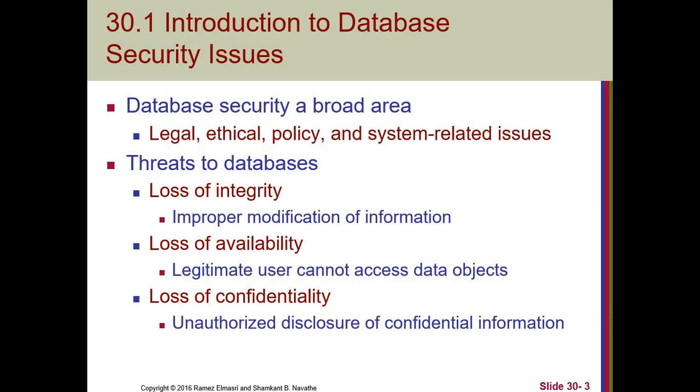There are three major types of threats. Loss of integrity means an unauthorized user made any update. Loss of availability means an unauthorized user deleted something. Loss of confidentiality is a data breach where an unauthorized user now has your data.